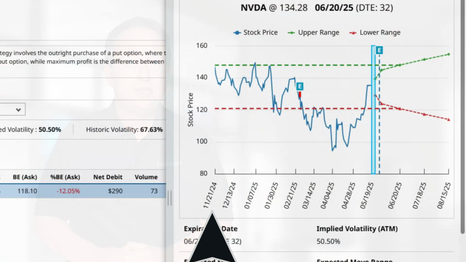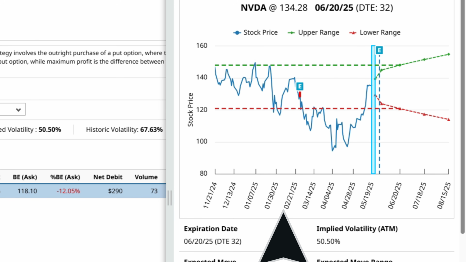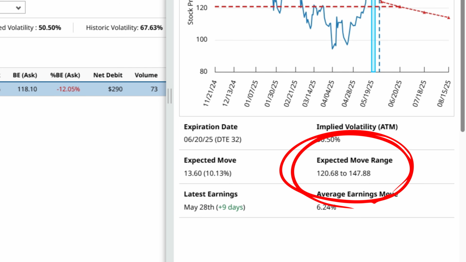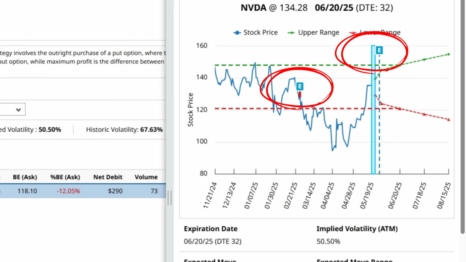At the top, you'll see a 6-month historical price chart, which gives you a visual sense of how the market has behaved recently. Just below that, the expected move range is plotted, offering a side-by-side view of past price action and future projections. Past and upcoming earnings events are also marked on the chart when available. Together, these visuals help you review the trade setup more confidently.